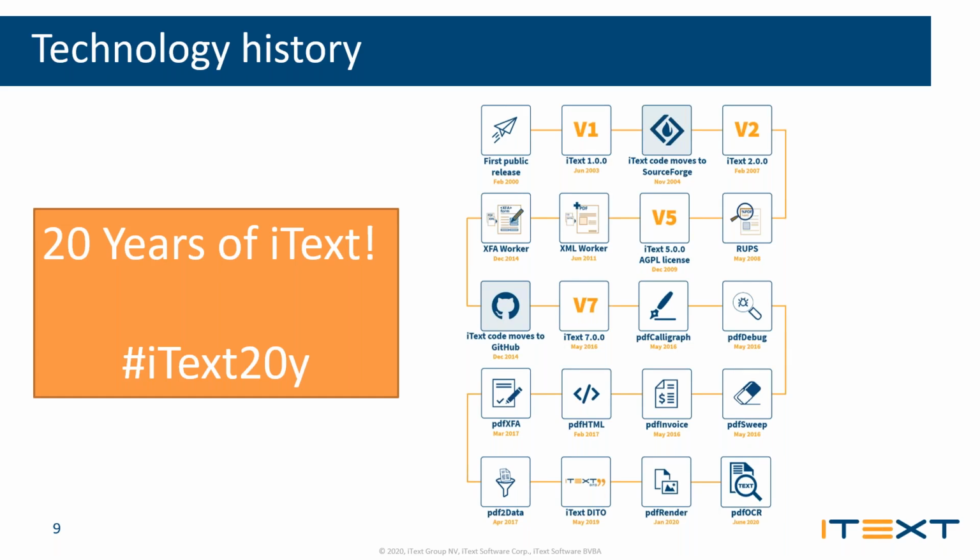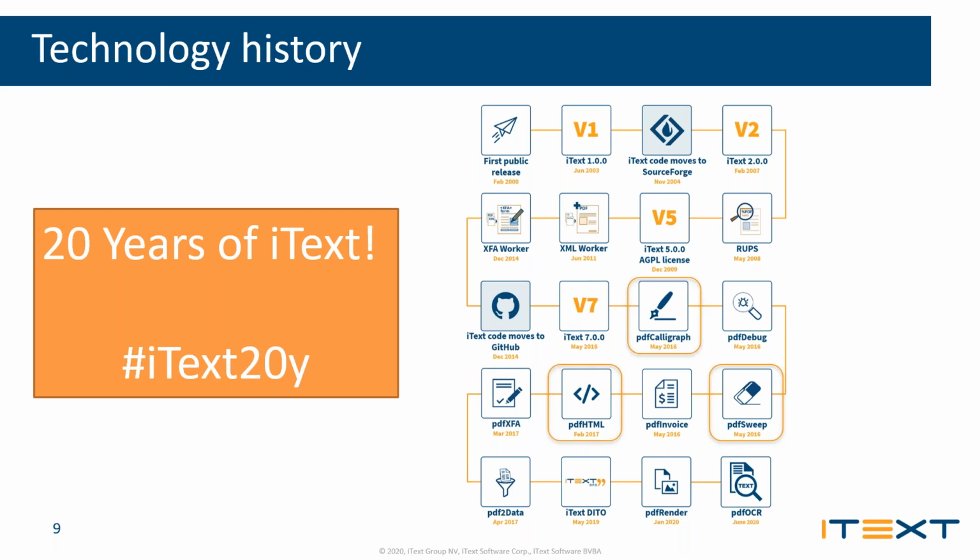So the iText 7 SDK includes iText 7 Core and several add-ons providing additional functionality. We have pdfCalligraph, which allows you to unlock advanced typography features in PDF. So think about Arabic, Hebrew, Thai languages, so that you can render them correctly, but also so that you can extract that information from PDF files. We have PDF Sweep, which we used in our previous webinar about PDF OCR. PDF Sweep removes or redacts information from a PDF document in a reliable and secure way.